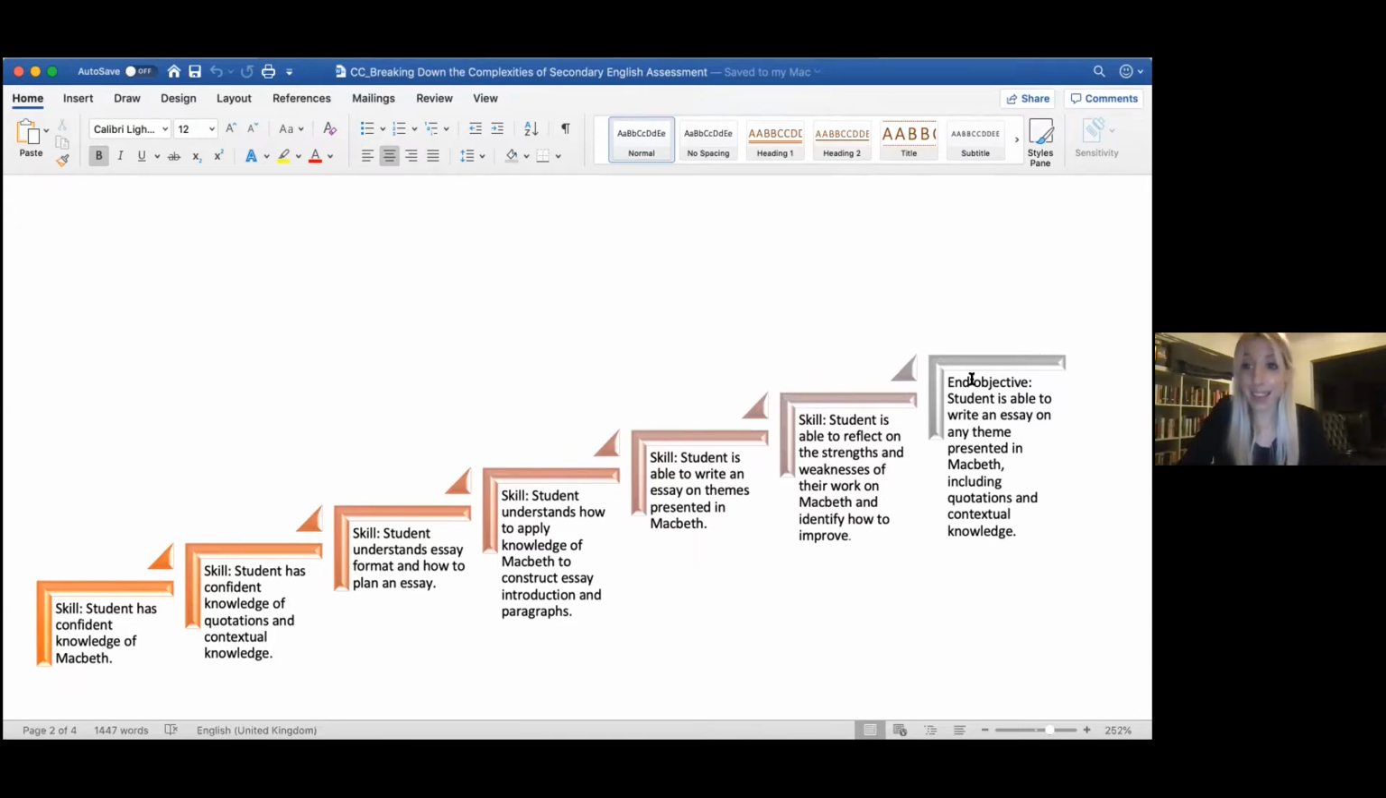But in order to get there, my students need a range of skills. I've put it in a step by step in order to get to that thing. So the first skill they would need is that a student has a confident knowledge in Macbeth, which you can see on the other side. If I don't assess that, I can't really move on to the next bit, because I need to know that my students are there in order to then use quotations and then form an essay in general. So hopefully that makes sense.